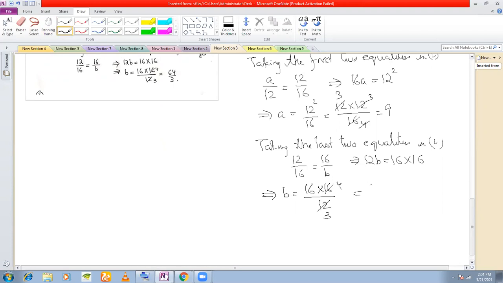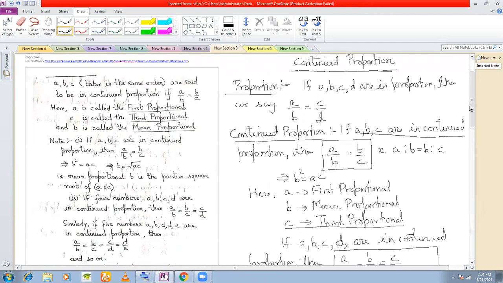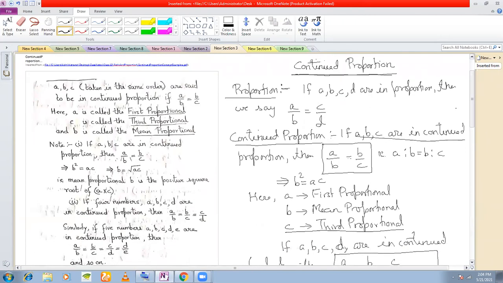Fine. So we're getting this as 64 by 3 by 3. So we've got the value of A and B. As easy as this. Okay. So this one I had sent you. Now, from proportion and continued proportion, you can expect one question in your question paper. Okay.